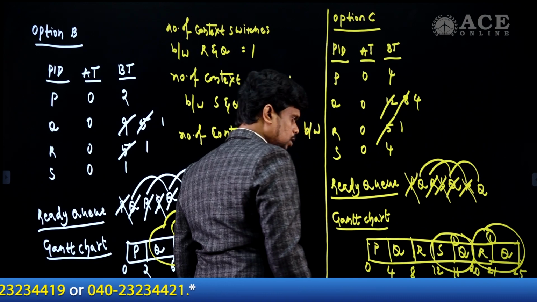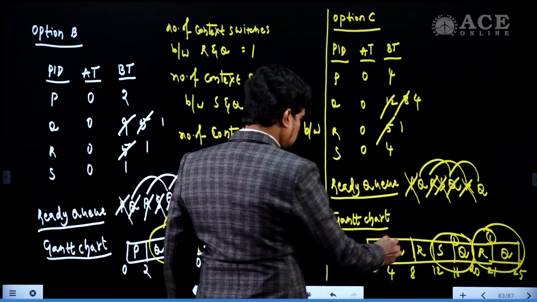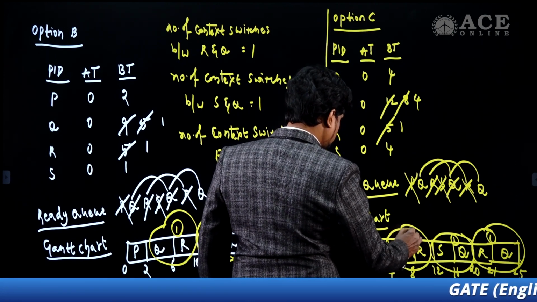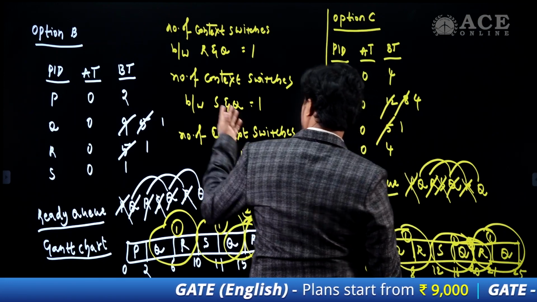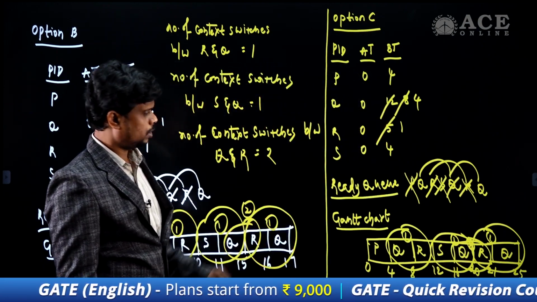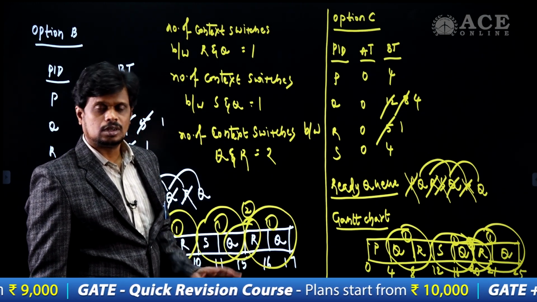Yes. The number of context switches between Q and R is 2. So verify. Here you have one context switch and here we have one context switch, which is exactly satisfying the requirement here. So that means option C is also not an answer for this question.